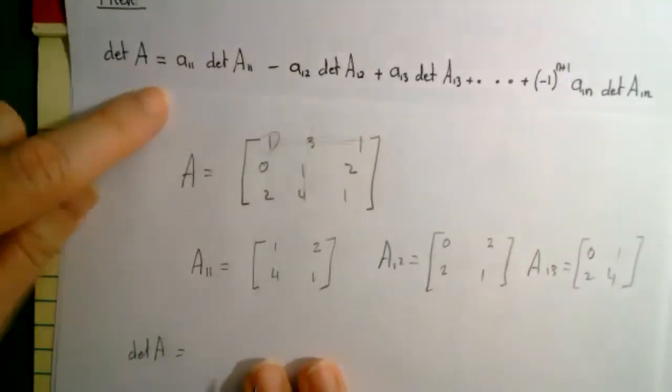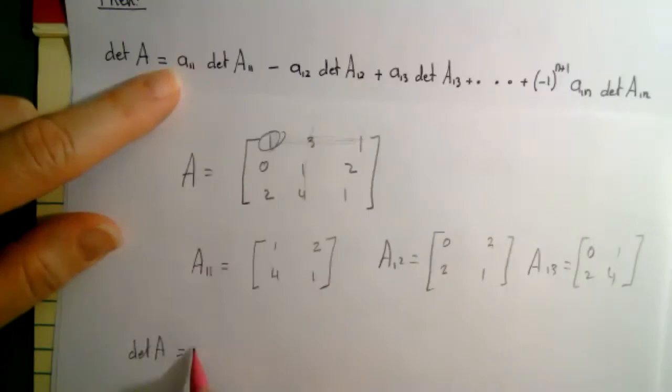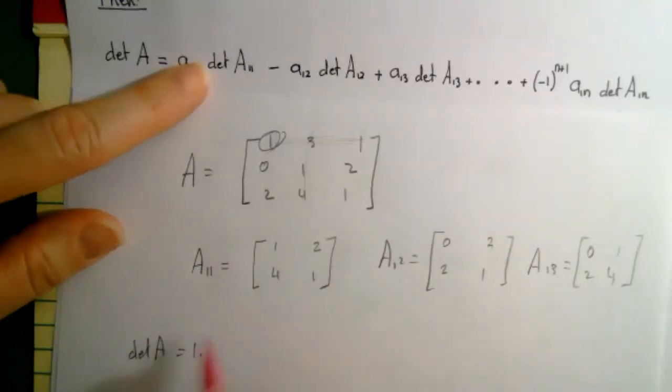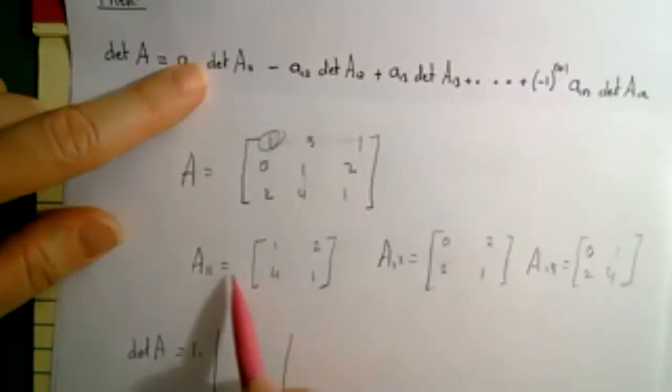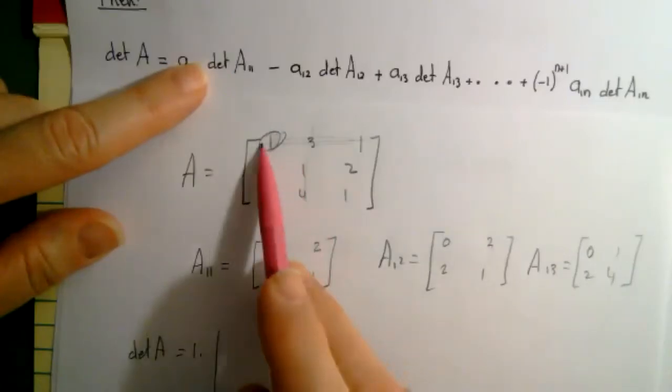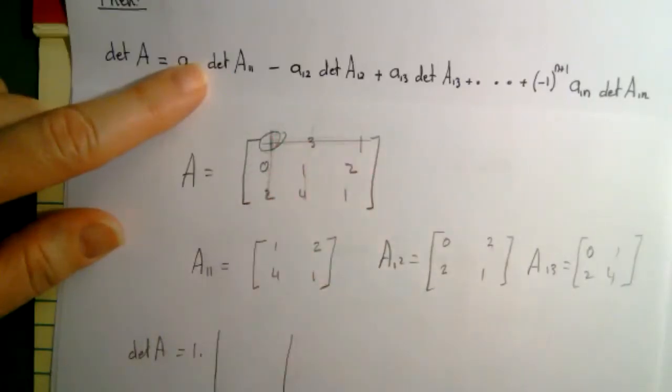The determinant of A is A11, meaning this entry here, times the determinant of the matrix obtained by removing those. So 1, 4, 2, 1.